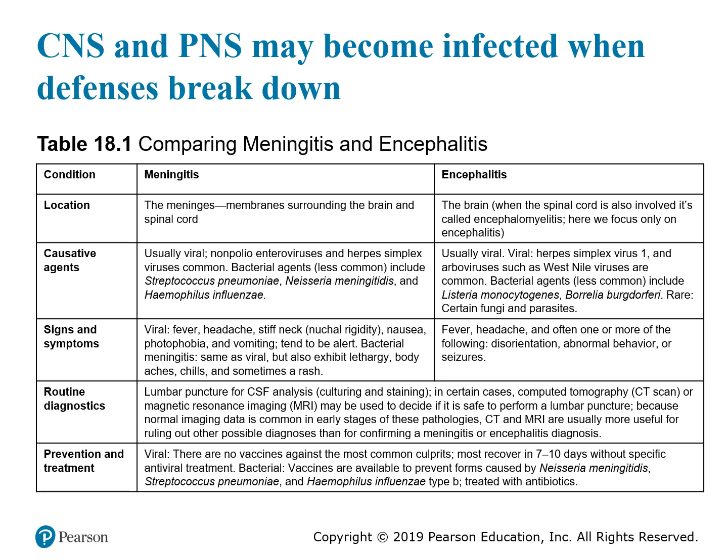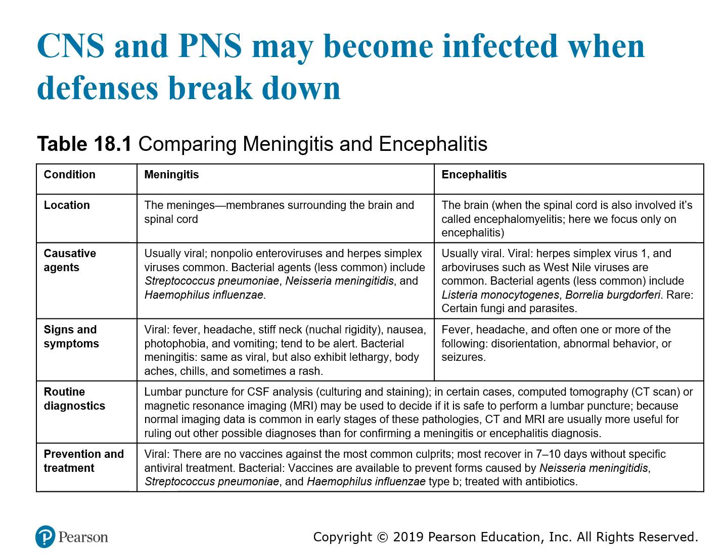So with viral infections, you can have fever, headache, stiff neck, nausea, sensitivity to light, vomiting. With bacterial, you have some of the same symptoms, but you can also exhibit more bacterial infection type symptoms with aches and chills, rash. With encephalitis, the brain, this is actual infection of the brain. When the spinal cord is also involved, it's called encephalomyelitis.